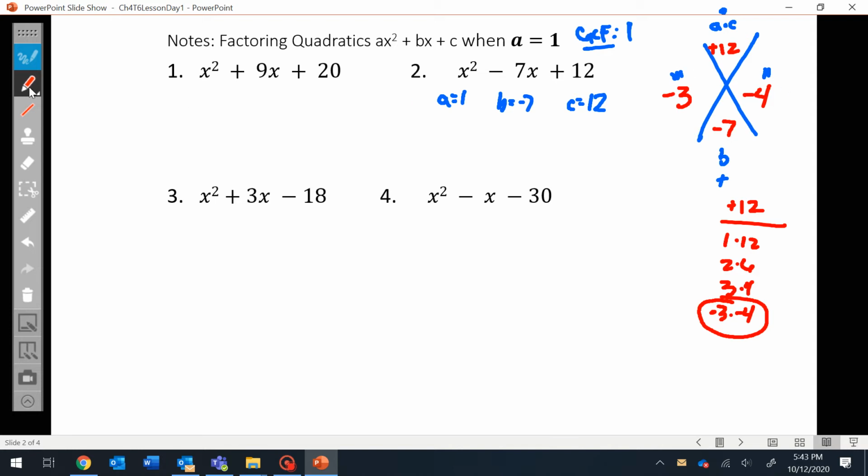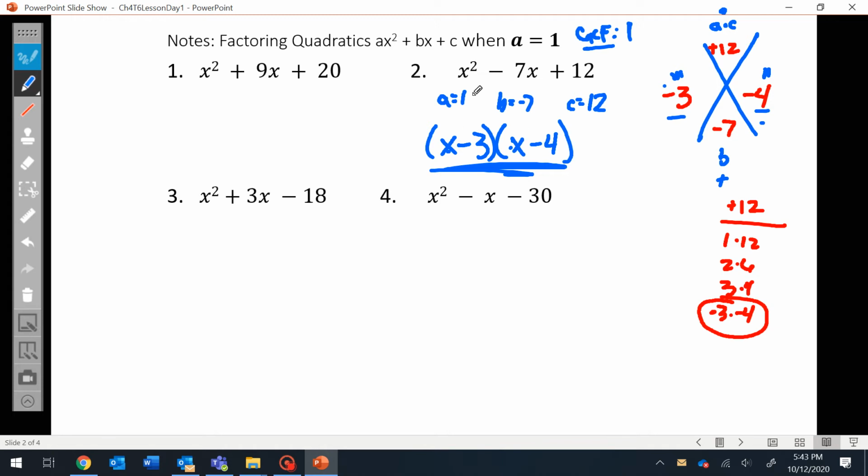Alright, well now I can write my two factors. My first factor is x minus 3. And my second factor is x minus 4. It's always going to be in this form, x plus m, x plus n. So x minus 3, x minus 4. And this would be the factored form for number 2.